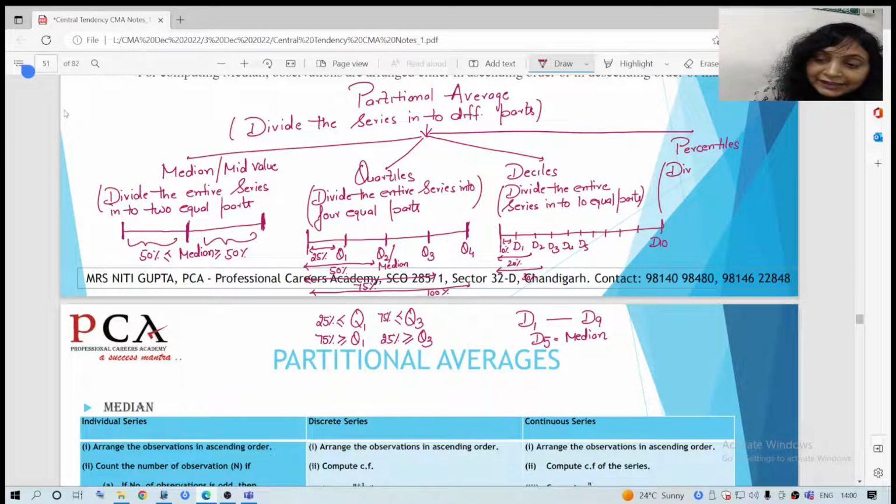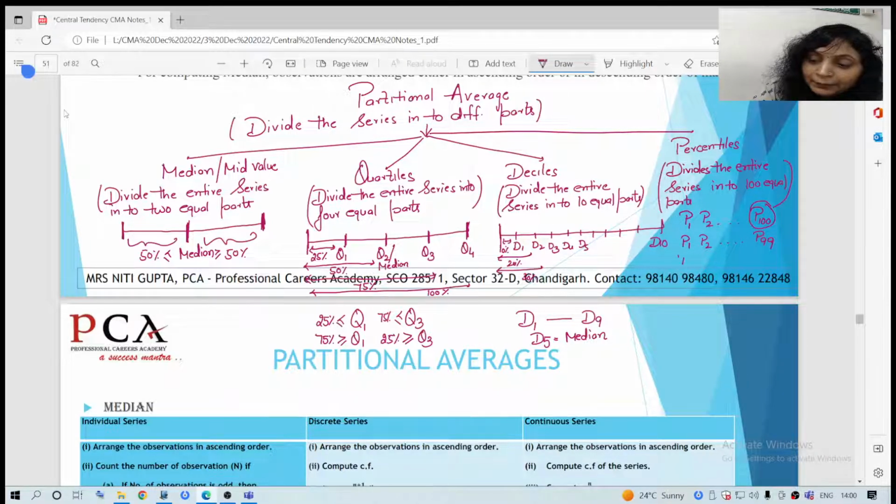So next we have percentile. Percentile divides the entire series into 100 equal parts. That is why from percent we have taken the name percentile. So when we talk about percentile, it starts from P1, P2 up to P100. But P100 comprises 100% of data. So that is why whenever we compute percentile, we compute till P99.